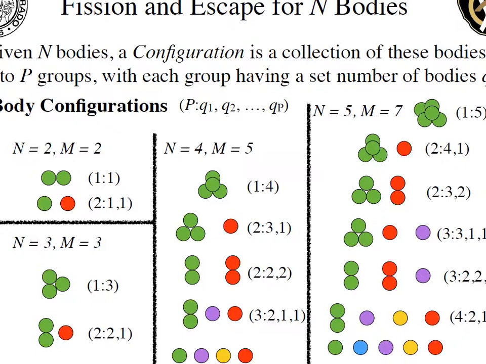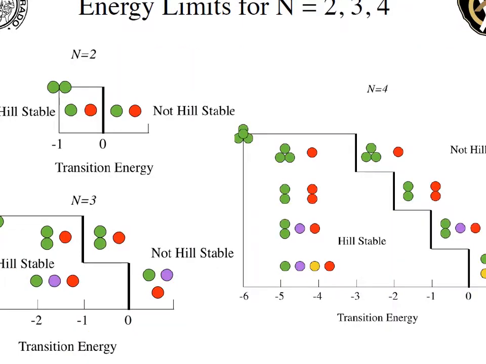Up here for n equals 5, it turns out there are actually 7 different ways that we can partition the system. And these are important because the energy required for these systems to actually lose particles or become Hill unstable depend on how they're partitioned. And in fact, we can come up with these charts for energy limits for, here it's for 2, 3, and 4. The simplest case, we have the two resting configurations and the orbiting configurations. And if the energy is less than 0, these are always Hill stable. When we get to the right of this line, we lose the Hill stability.